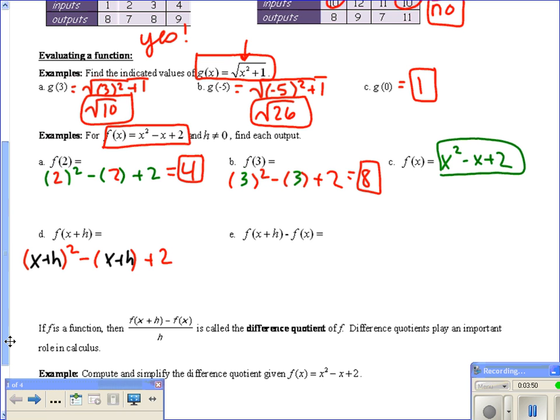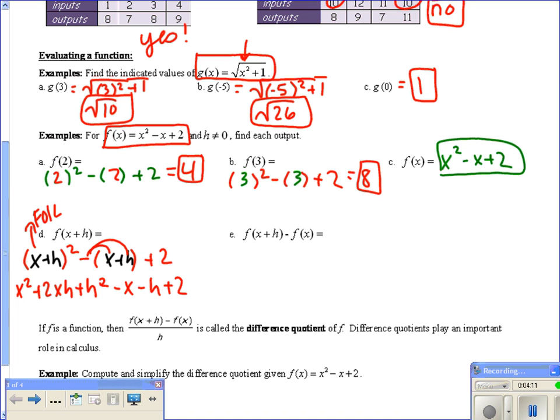And then I would simplify. So for this problem, remember, anytime you have a binomial squared, you have to box or FOIL. So we have to FOIL this. So that would become x squared plus 2xh plus h squared. And then we have to distribute the negative here. So minus x minus h plus 2.